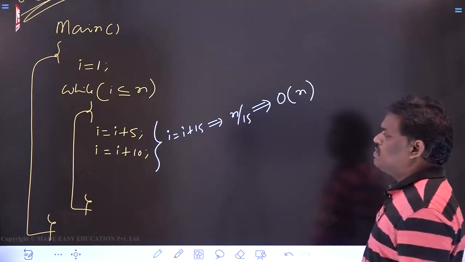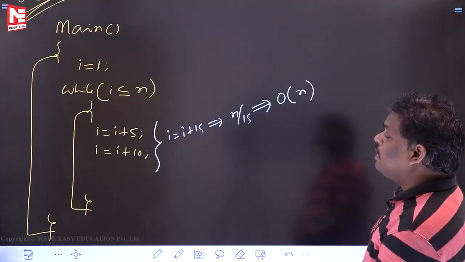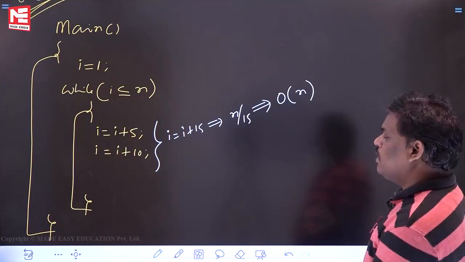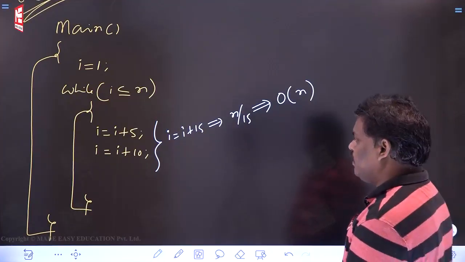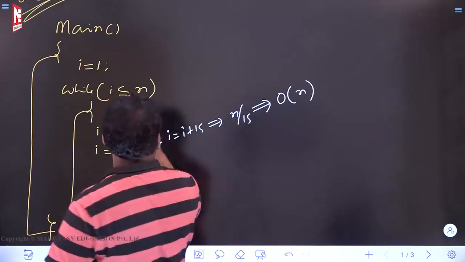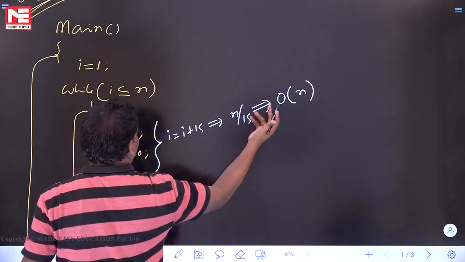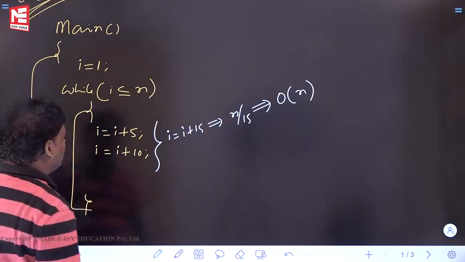The time complexity of this program: if it is always incrementing by 5 only, what is the answer? n by 5 will come. Always incrementing by 10, n by 10 will come. Because both are happening, then what is the answer? I = I + 15, which will go to n by 15, big O of n. That is fine. Now see the interesting answer.